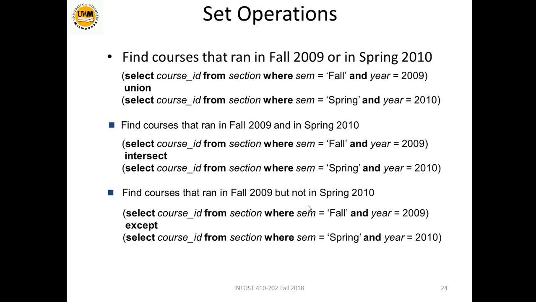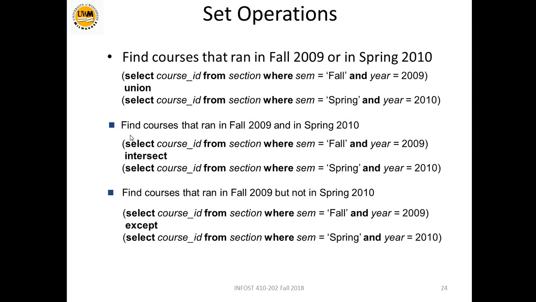Set operations, like we said, with the set operations, we can use union, intersection, except, etc. For example, if we want to find all the courses that ran in the fall of 2009 and the spring of 2010, we can use select course ID from section where semester equals fall and year equals 2009. And then we union that with select course ID from section where semester equals spring and year equals 2010. So we will have both of them as results of this set query.